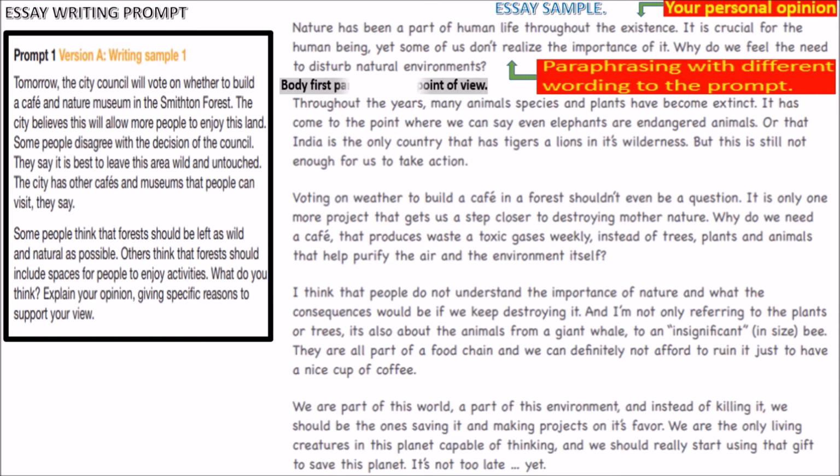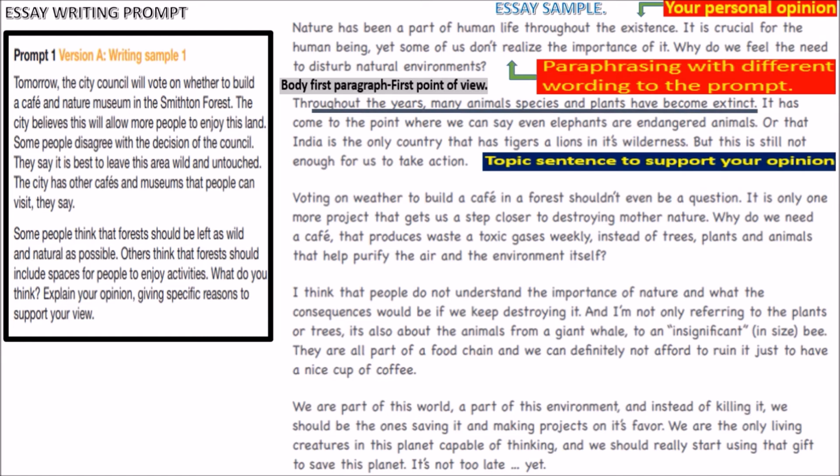So, body, first paragraph, first point of view from the body. Throughout the years, many animal species and plants have become extinct. This is the topic sentence to support your opinion. It has come to the point where we can say even elephants are endangered animals, or that India is the only country that has tigers and lions in its wilderness. But this is still not enough for us to take action. So we can see here the rest of the paragraph is supporting details to back up the topic sentence.